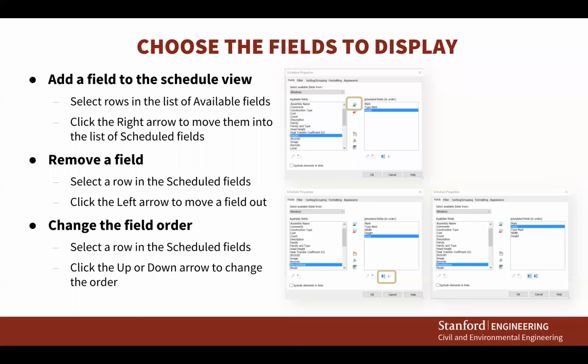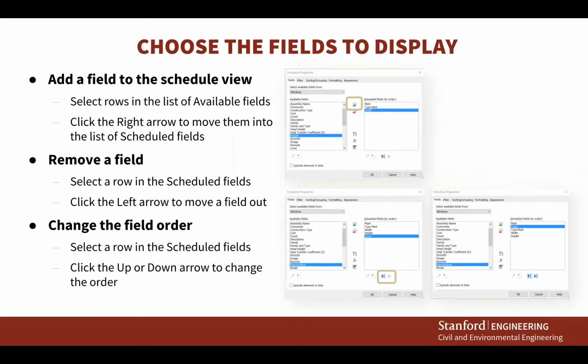Next, the schedule properties will be displayed, and there you can add fields to the schedule view. So you can select from the list of available fields over on the left-hand side of this dialog, and just click the right arrow to move them from the list of available fields into the actual ones that will appear in the schedule. So just choose something on the left-hand side, click that arrow button, and they'll move over to the right-hand side.